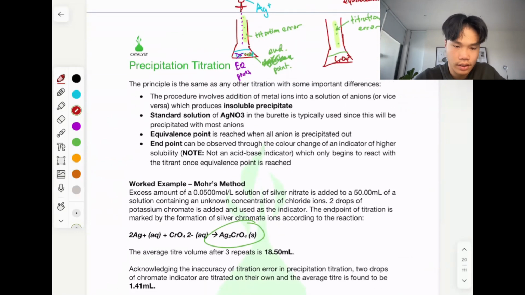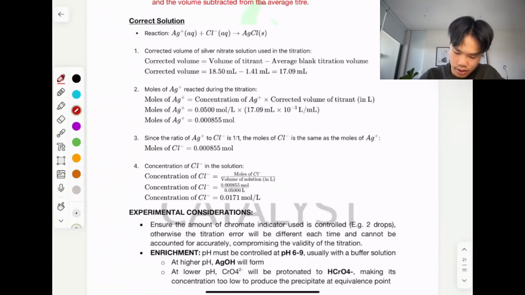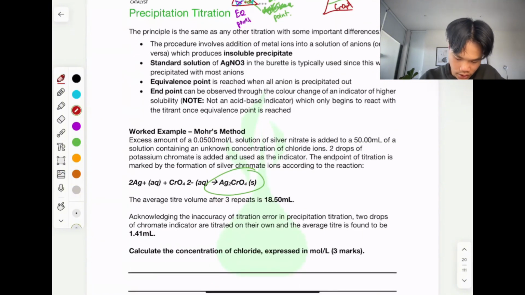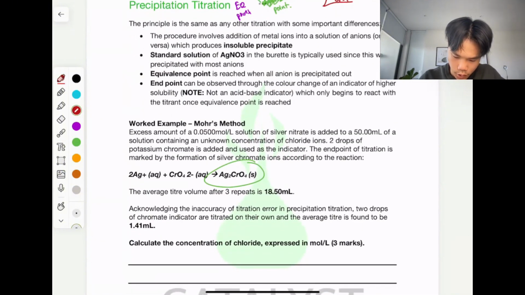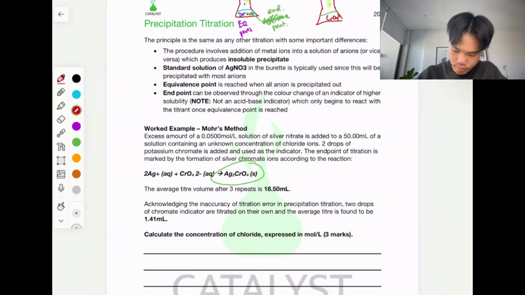Okay. What was the color change for that titration? Yeah, so the color change, I believe it goes like a blood orange. Let me just verify that. Silver. It's like a brown red. Brown red. So colorless to brown red.